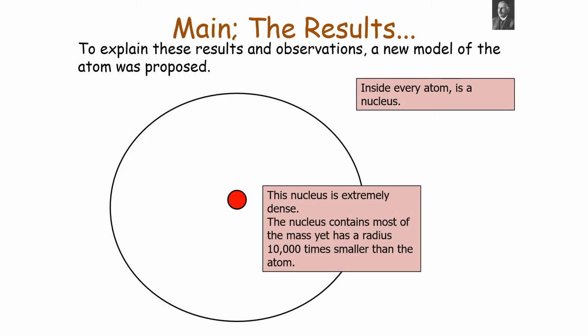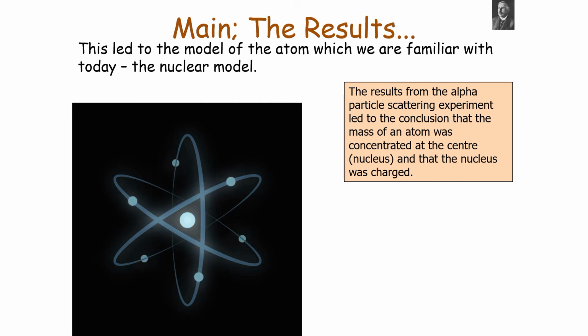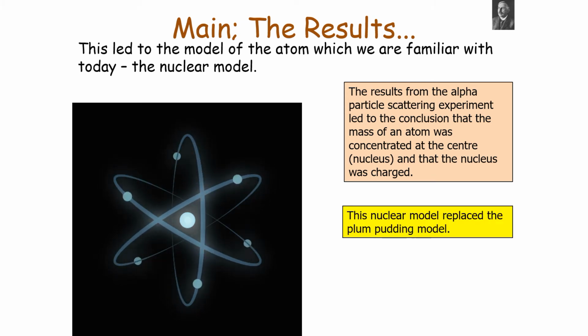The nucleus contains most of the mass, yet it has a radius 10,000 times smaller than the atom. So the results from the alpha particle scattering experiment led to the conclusion that the mass of an atom was concentrated at the center, which was a nucleus, and that this nucleus was charged. So this nuclear model replaced the plum pudding model.